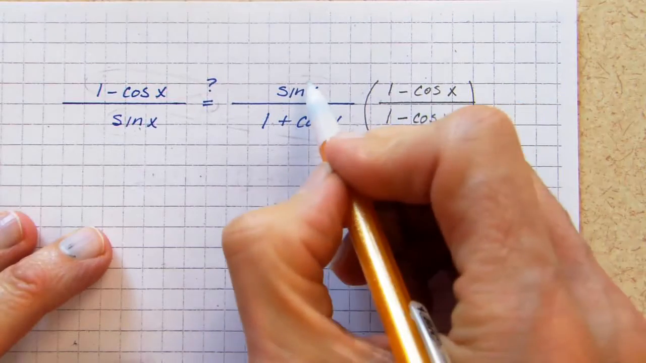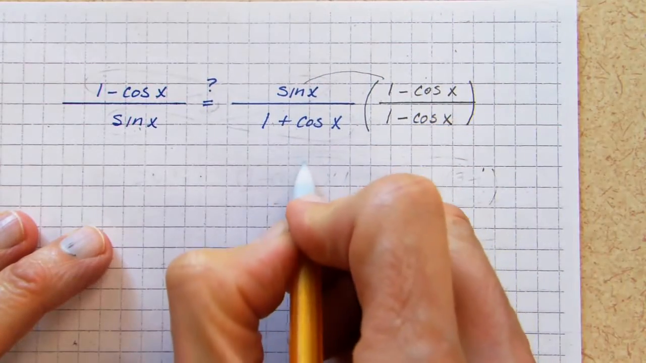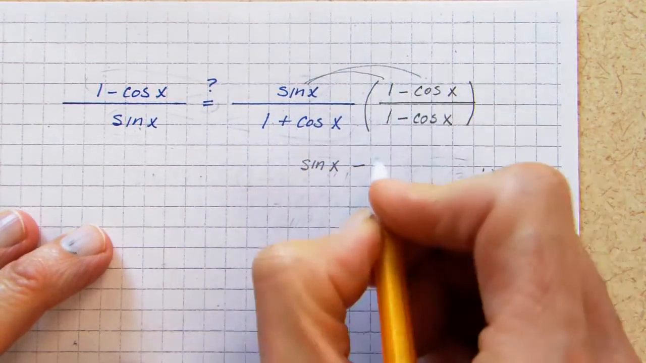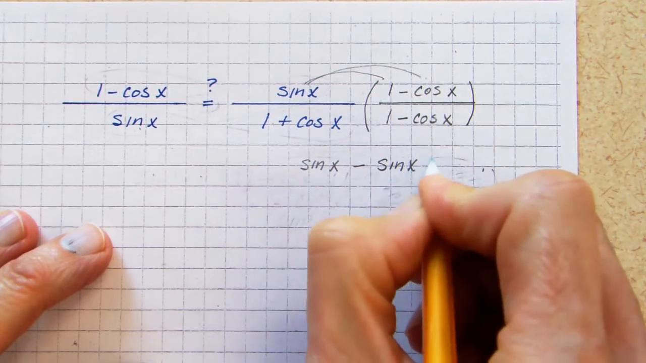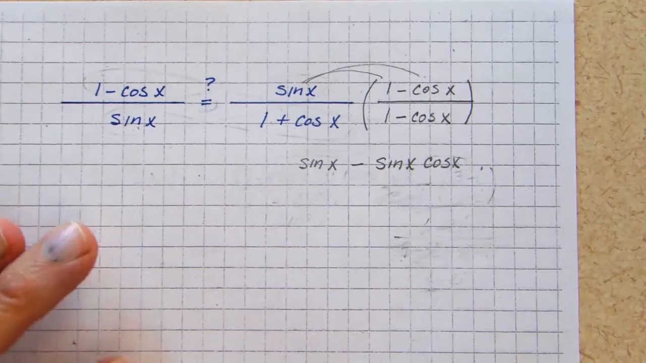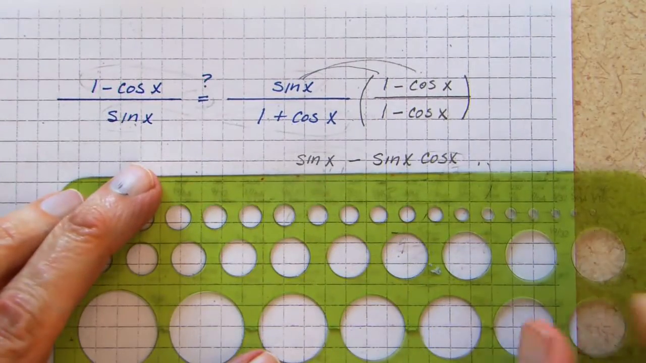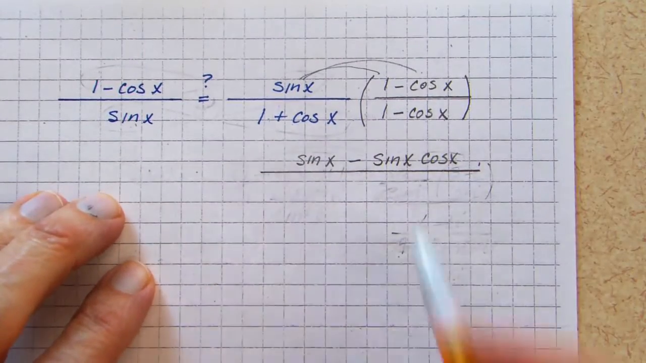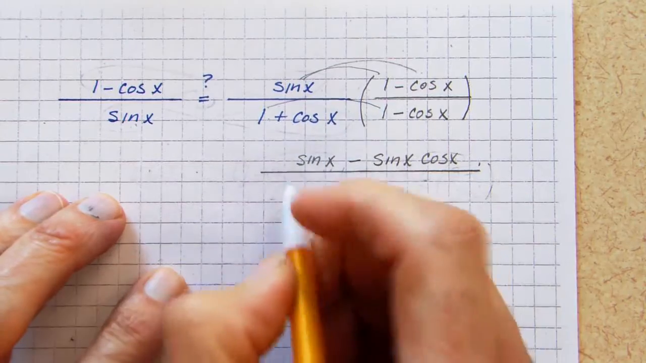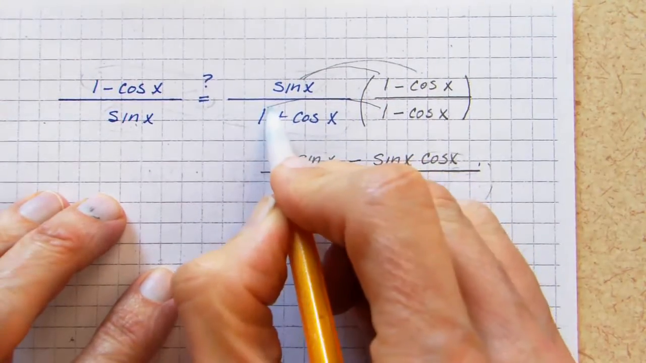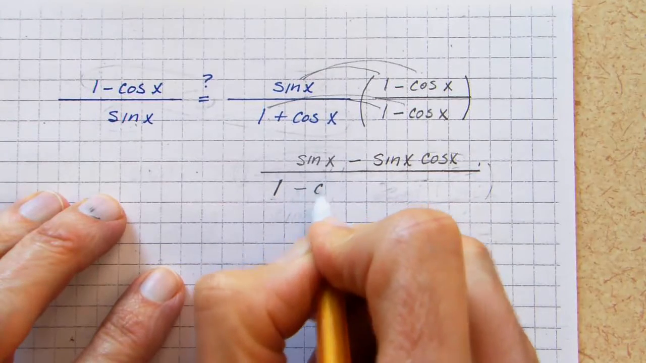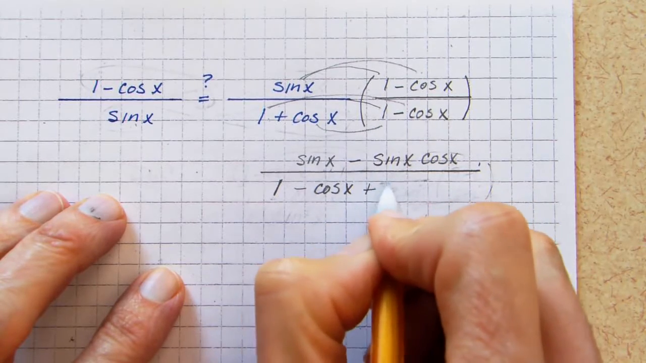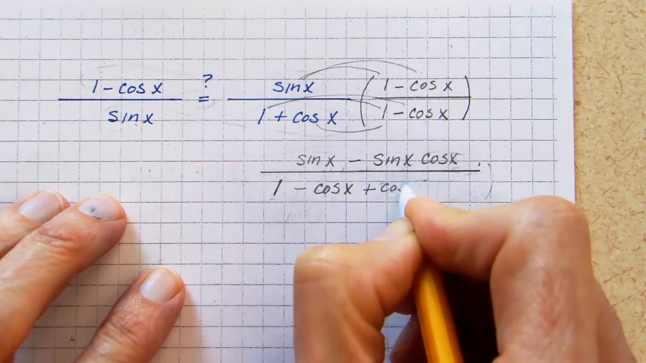Now when you do this, the top part will be sine x minus, and this will be sine x cos x. And that's all fine and good. Now the bottom is where the real interesting stuff is going to happen. So if we now start to distribute, 1 times 1 is 1. Then we've got minus cos x. And then in this distribution, I've got plus cos x. These are going to eliminate one another.